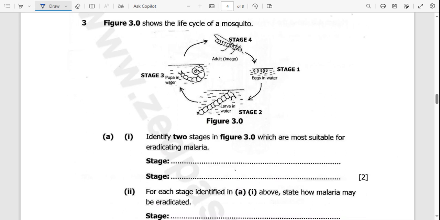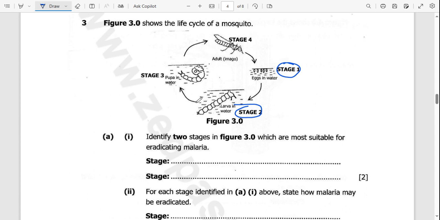The figure shows the life cycle of a mosquito. A mosquito undergoes what is called complete metamorphosis. You can see it starts as the egg, then it goes into a larva and then a pupa. The egg, the larva, and the pupa all stay in water, they survive in water. And then you are going to have the adult mosquito, which is known as imago.